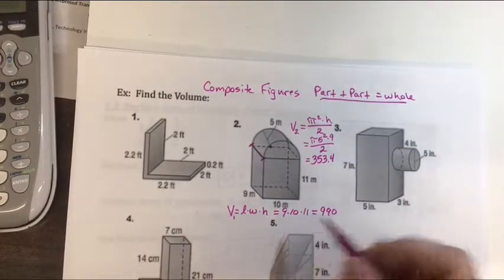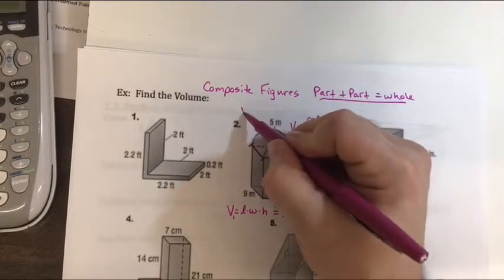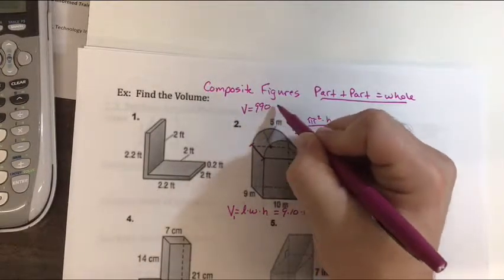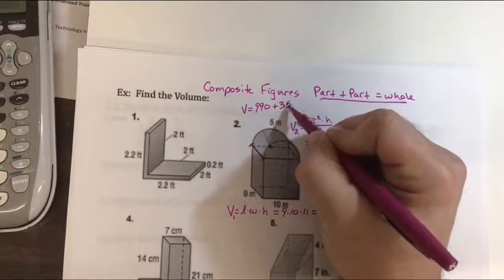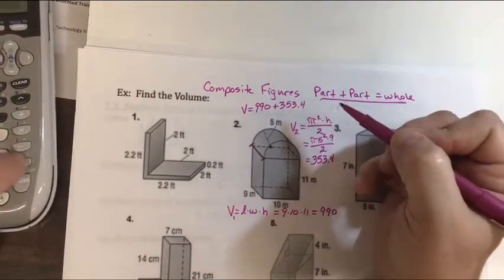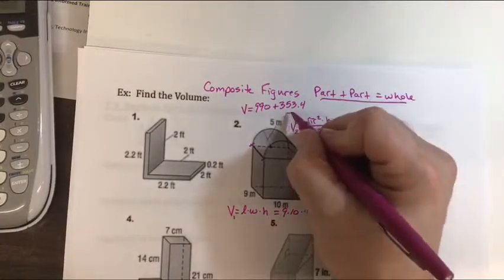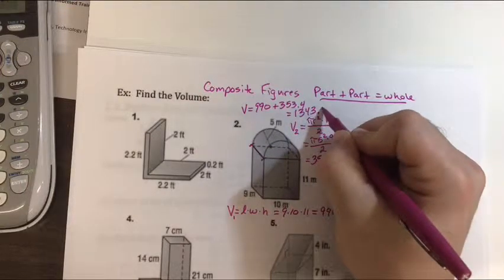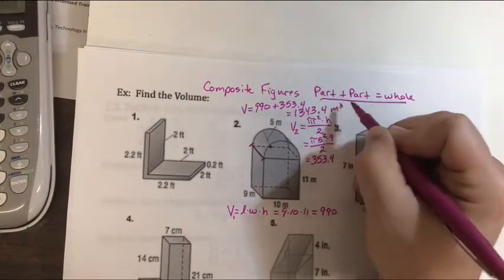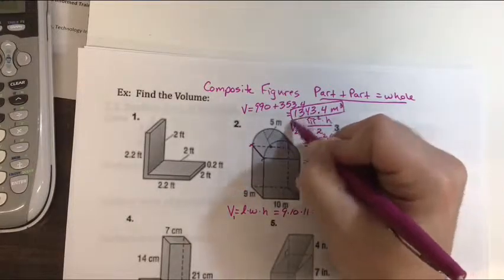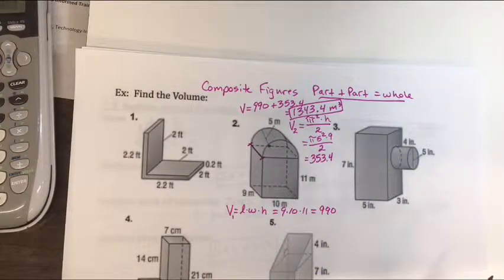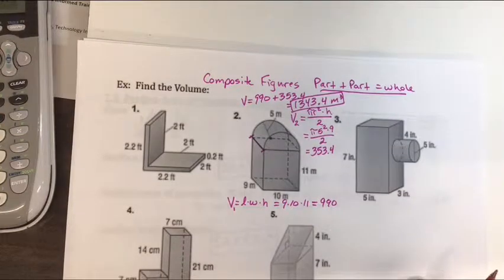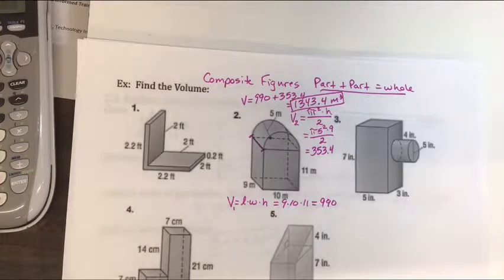And I'm going to add that to 990. Okay, so for number 2, my total volume is 990 plus 353.4, which is a total of 1,343.4 cubic meters. Okay? And so that's composite volume. And so we could do that with a lot of different pieces. We'll do some more examples in class, especially when we start talking back to cones and pyramids, but that gives you a start for finding volume.